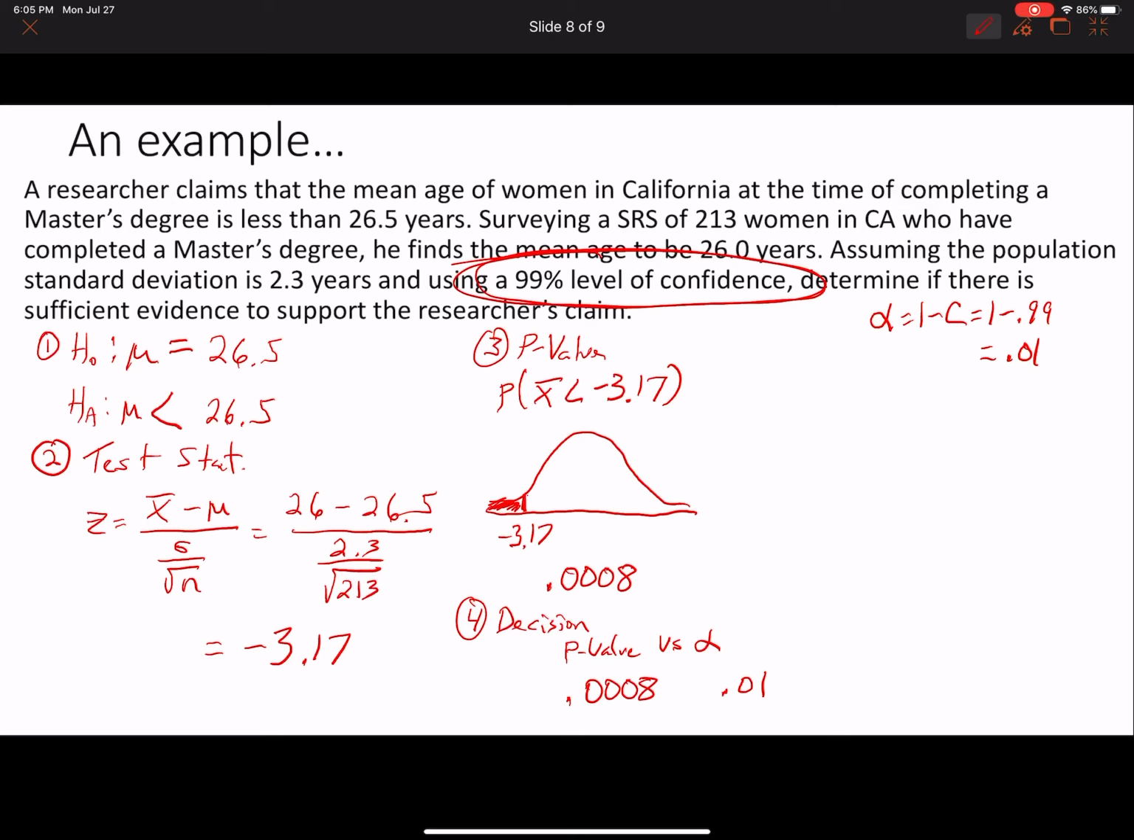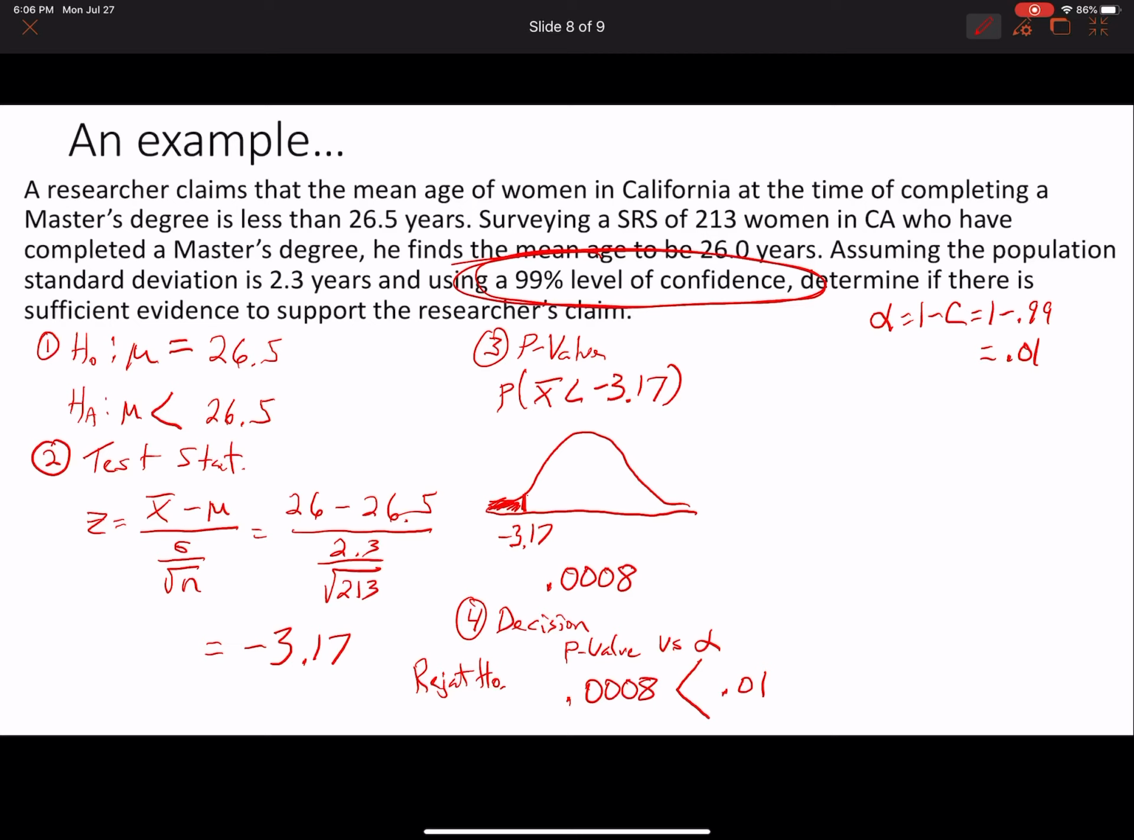So don't be surprised if that comes up. We give you a level of confidence, you can find alpha. And very clearly, you see that the p-value is less. And so in this case, we will reject the null hypothesis. And then in step number 5, we would state the conclusion. We'll do that in a second.